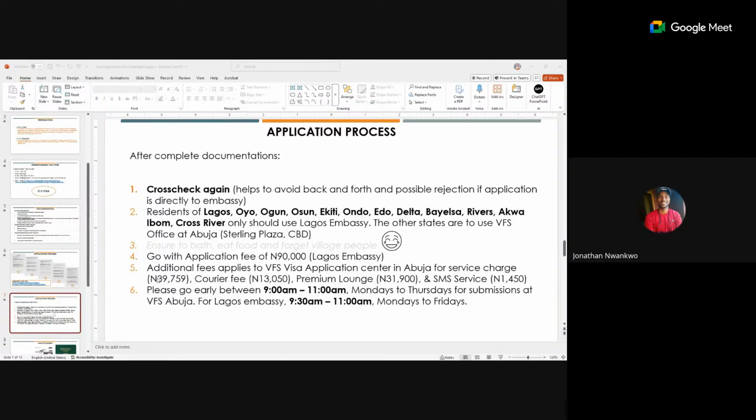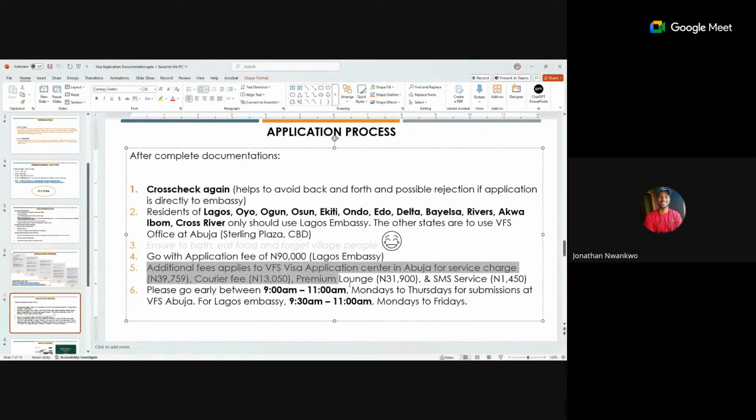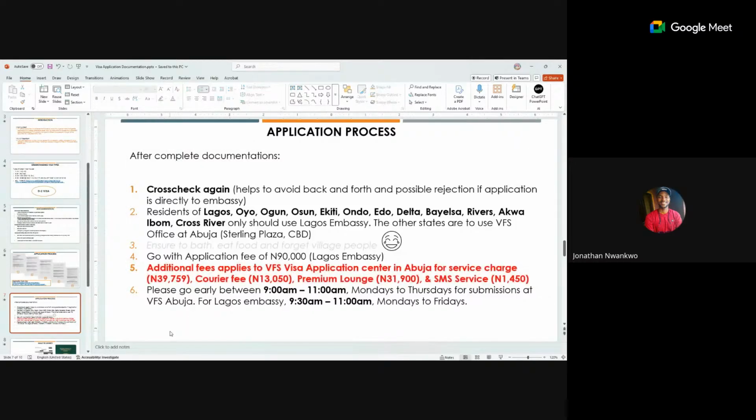The VFS office is an office at Sterling Plaza in Central Business District, which certain other countries use for their visa application. So the embassy in Abuja does not collect applications directly. They route them through VFS. VFS collects on behalf of the embassy and submits. Then when it is ready, you will be notified.